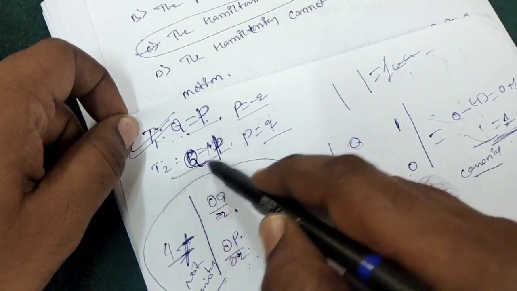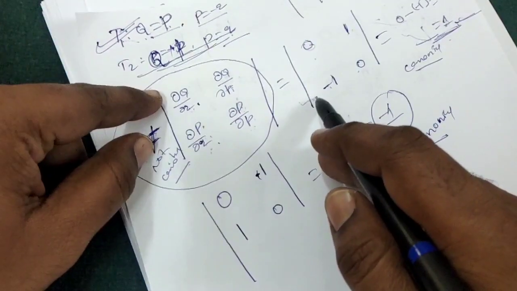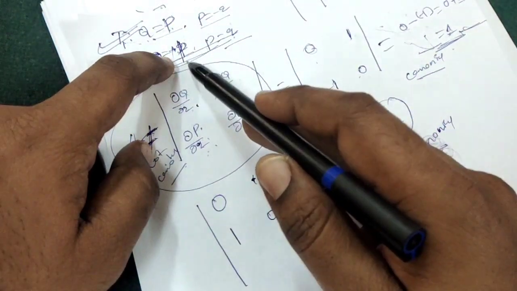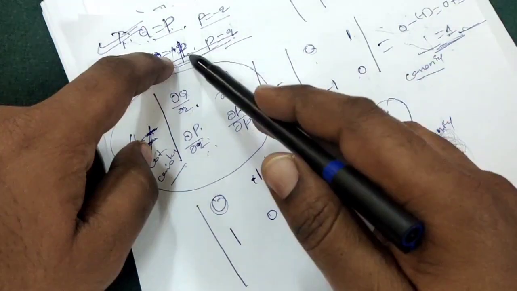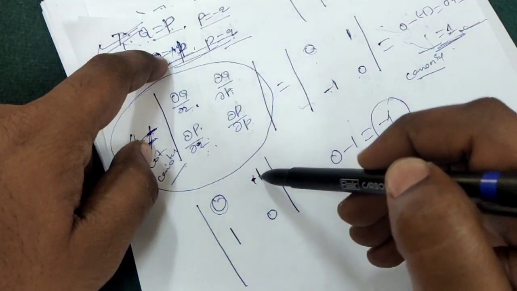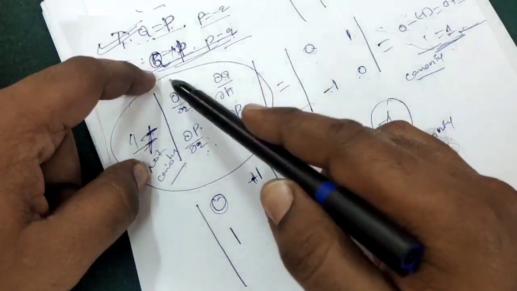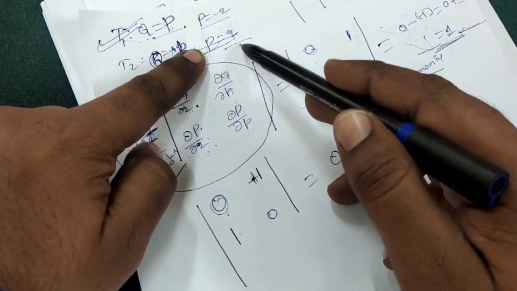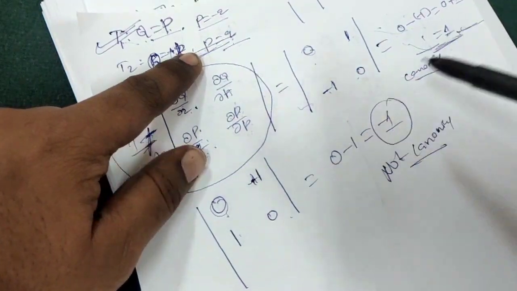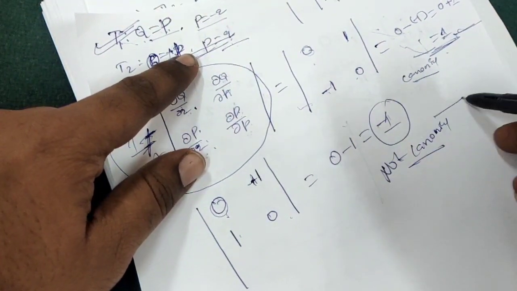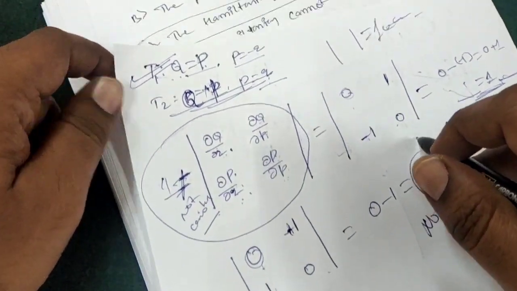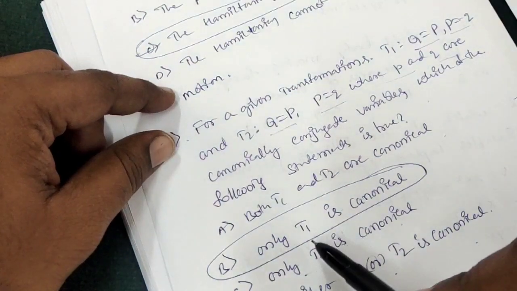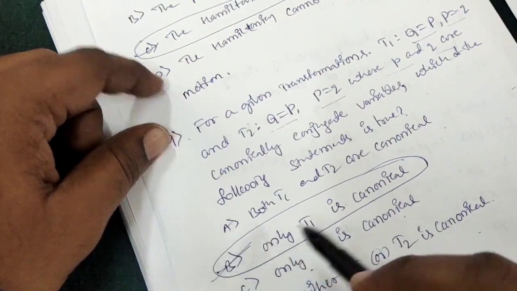Let's try it for T2. Q is equal to small p. Differentiating with respect to small q, there is no q term, so it is 0. With respect to p, it is plus 1. Then differentiating the other term with respect to small q gives 1, and with respect to p gives 0. So 0 minus 1 is minus 1, so it is not canonical. T2 is not canonical, and T1 is the only canonical one. So the answer is that only T1 is canonical.